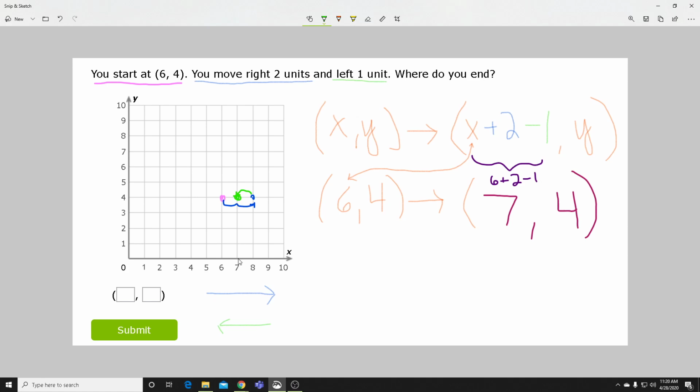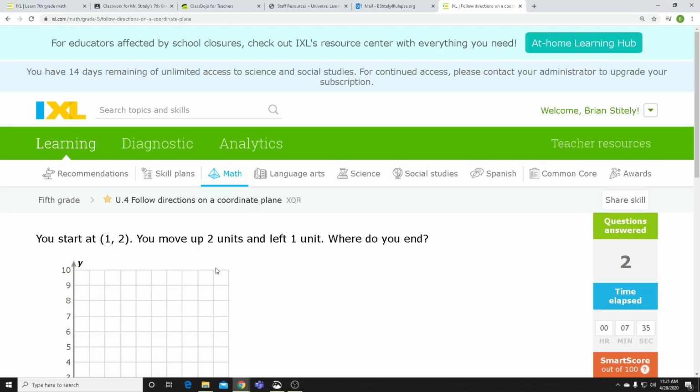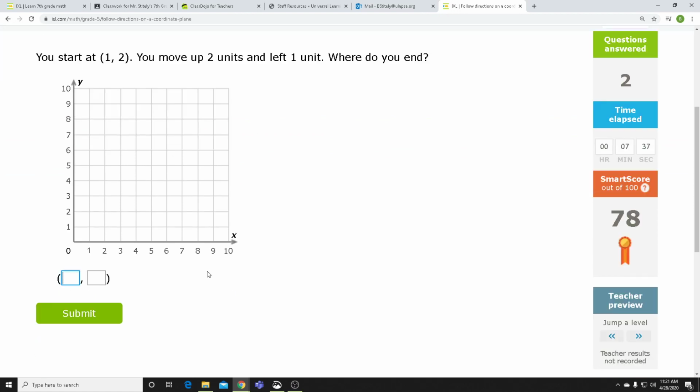And if you look at that, that's when x is 7 and y is 4. That's what we got here. So let's do another. Type that in real quick. Alright, let's do this one, and I'll let you guys go.